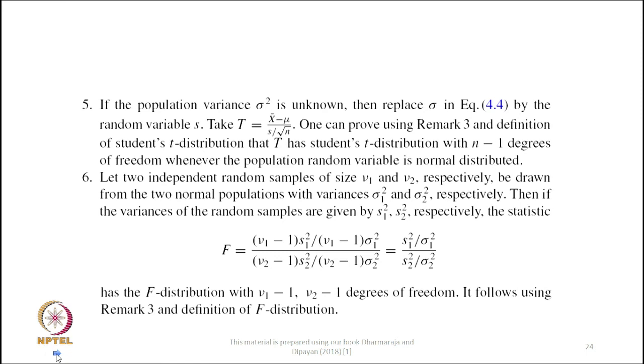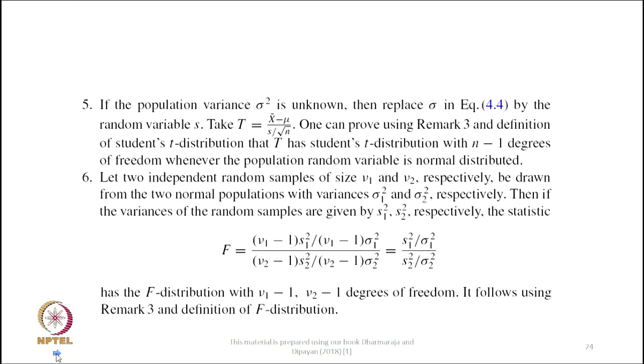Two more results. Suppose the population variance sigma square is unknown. Till now, whenever we say the population has the normal distribution with the mean mu and the variance sigma square, by default both are known. But suppose we assume you know the mean but you do not know the population variance. Then it is possible to replace the population variance by the sample variance. In the same way, the population standard deviation can be replaced by the sample standard deviation.